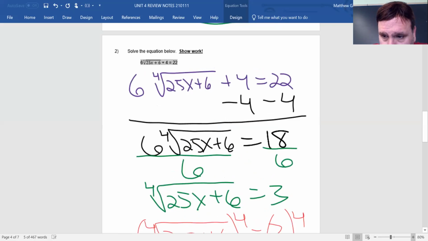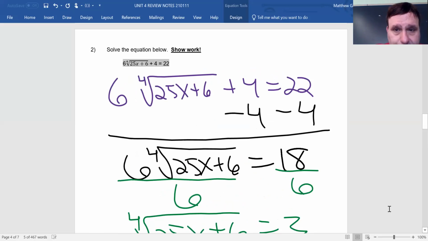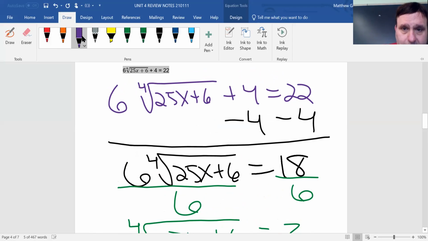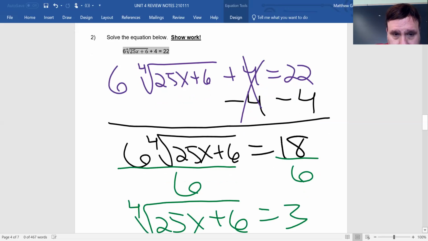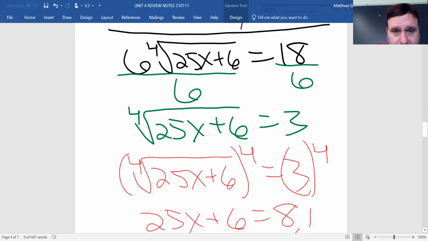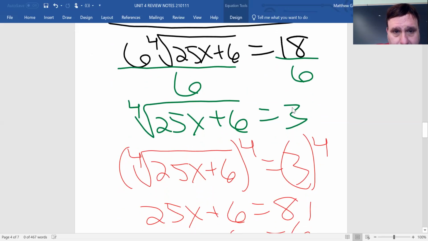Let's just go through it slowly. First thing we want to do is still isolate the radical. So we undo the subtraction first, subtracting 4 from both sides. I should have crossed that out, no big deal. And then that value before the radical is 6, so we're going to divide 18 by 6 and get 3. So the 4th root of 25x plus 6 is equal to 3.